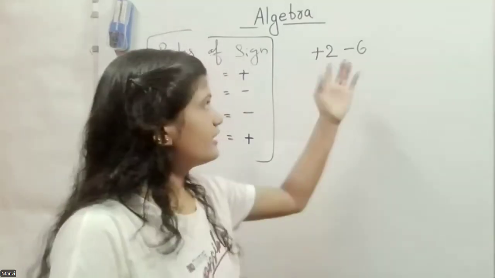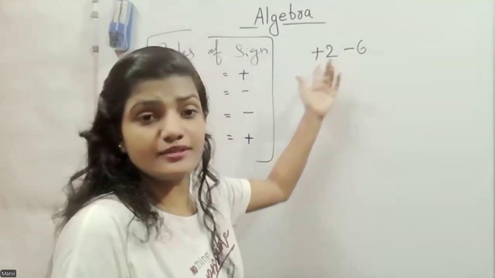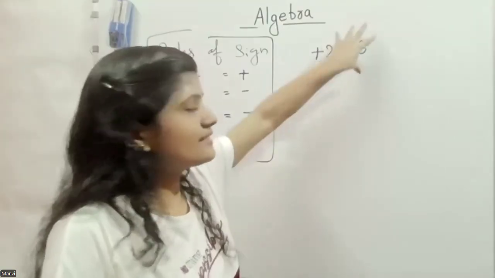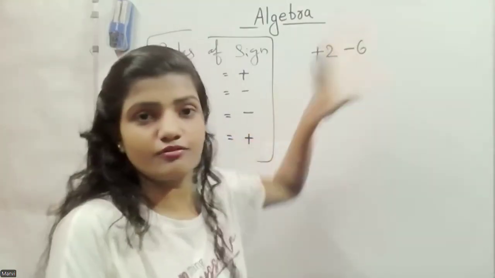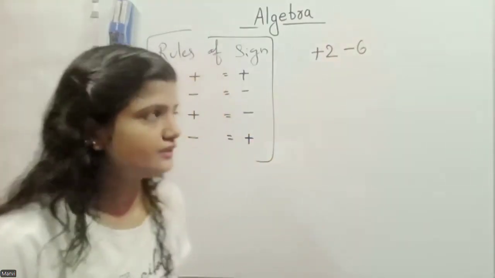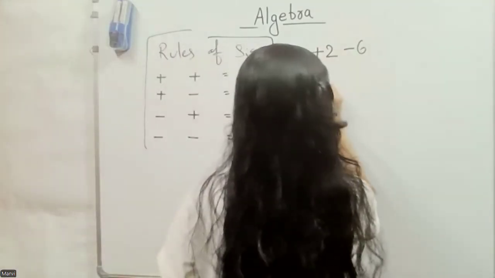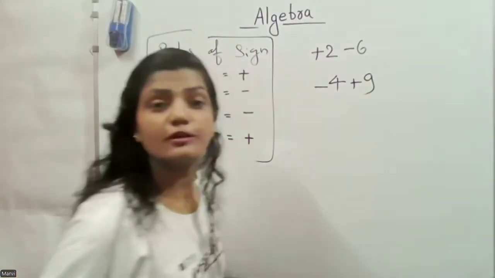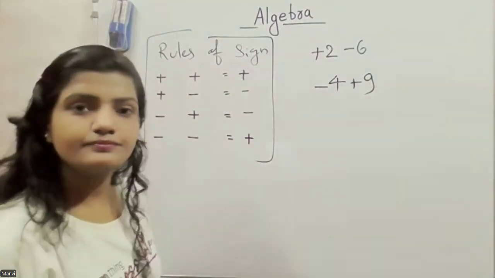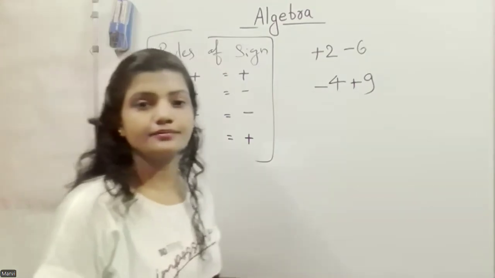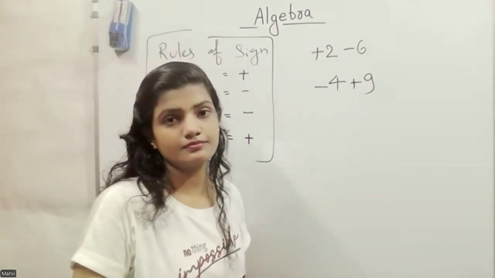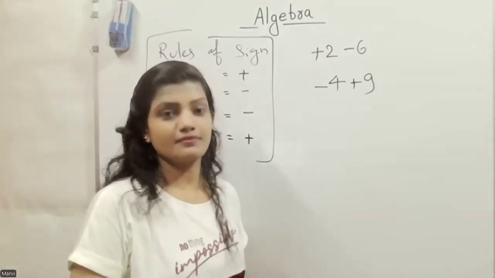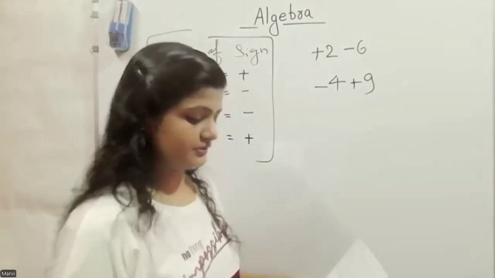Here we can see that the signs are different, which means we need to do the subtraction, right? The bigger number is 6 and has the minus sign, so we need to write our answer in minus. Very good. Sometimes we have something like minus 4 plus 9. Will it be just 5, since the bigger one has the positive sign? Very good. Well done.